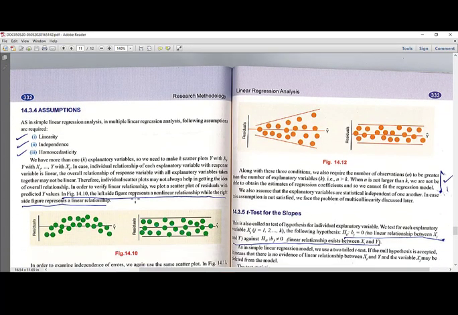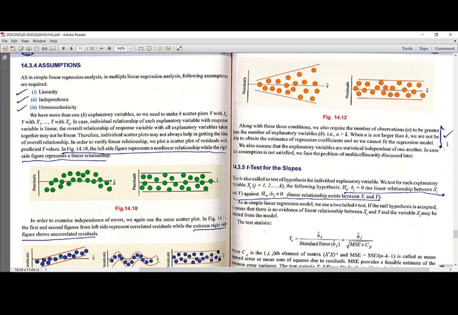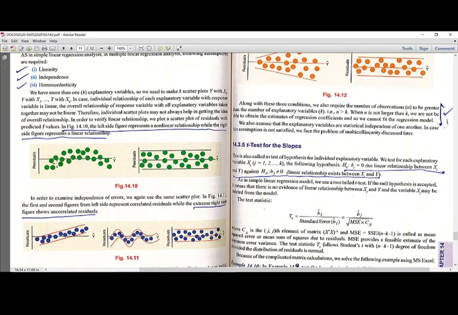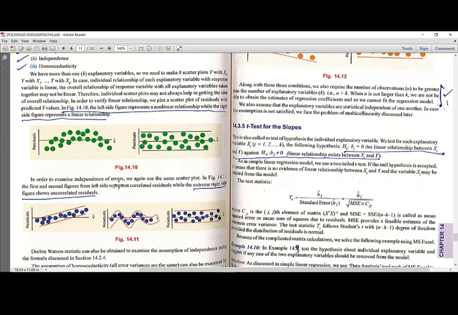Now coming to our assumptions: linearity, independence and homoscedasticity. We can observe in figure 14.10 that the left side figure represents a nonlinear relationship, while the right side figure represents a linear relationship. Residuals are marked along the y-axis. In order to examine the independence of errors, we again use the same scatter plot. In figure 14.11, the first and second figures represent correlated residuals, while the extreme right side figure shows uncorrelated residuals.